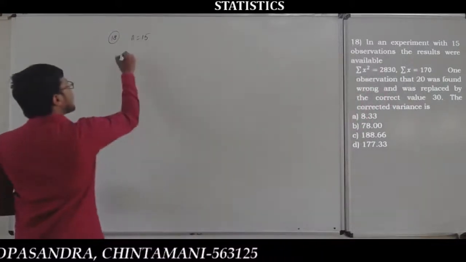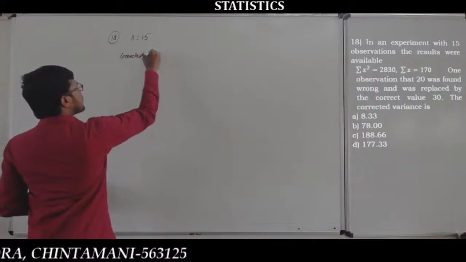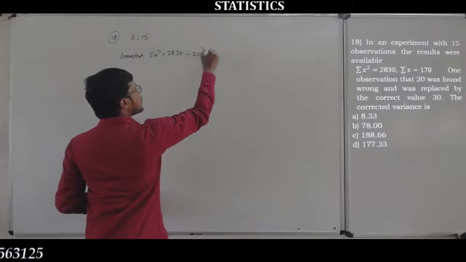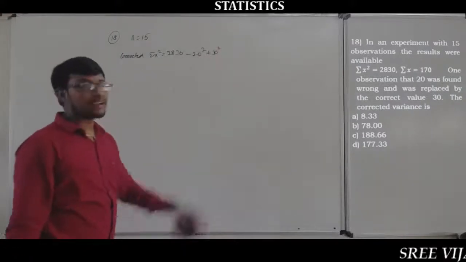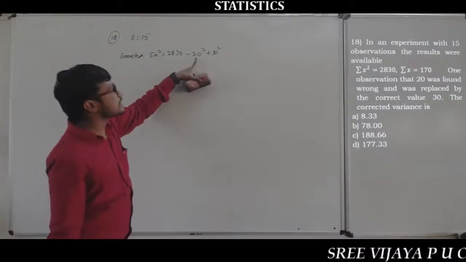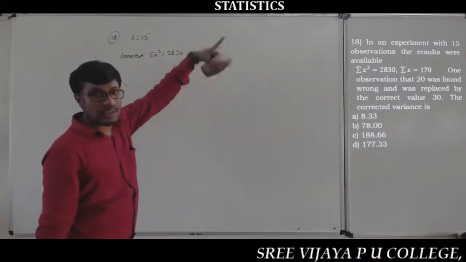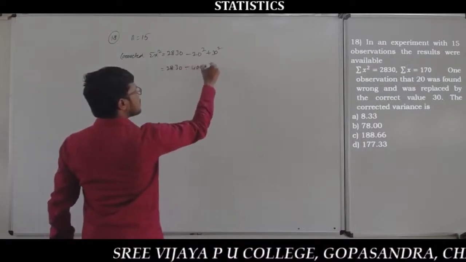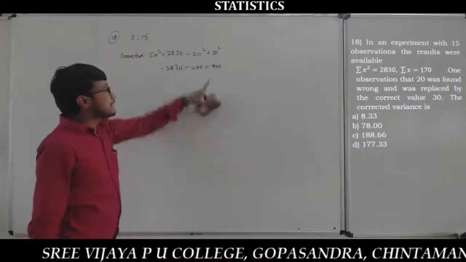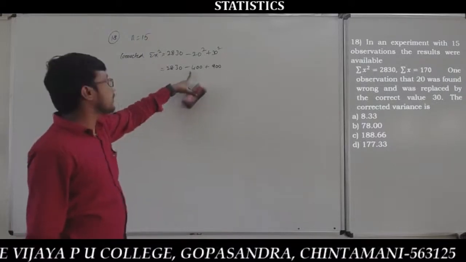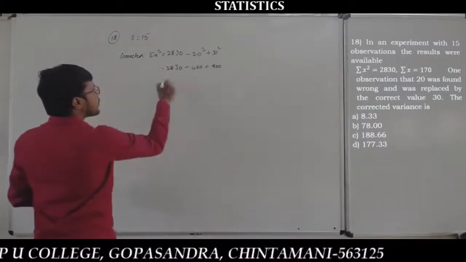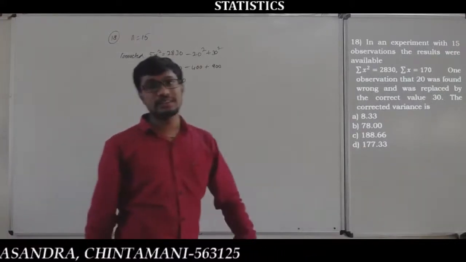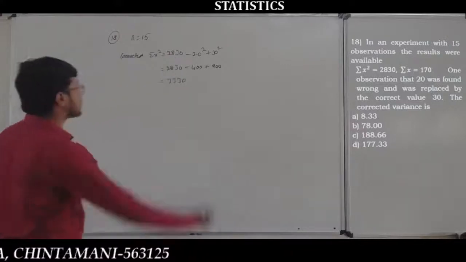That is, corrected summation of x square. In that you can leave that 20 and you can add 30, because it is square, right? So minus 20 square plus 30 square, because it is a wrong value you can subtract, and it is a corrected value you can add. So 2860, so 20 square is 400, 30 square is 900. 900 minus 400, 500. 2860 plus 500 you will get 3360. So this is corrected summation of x square.